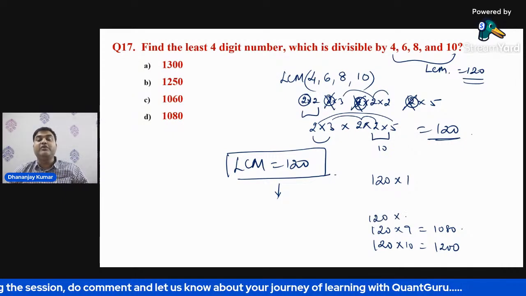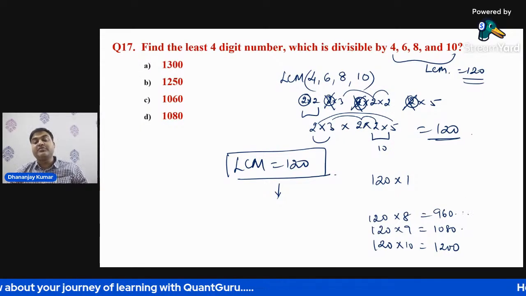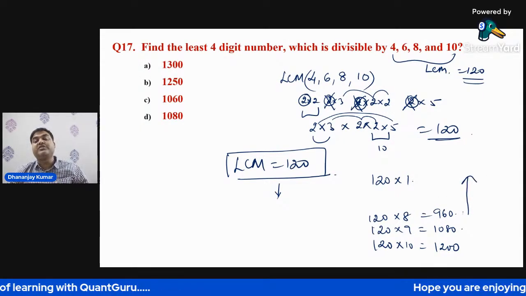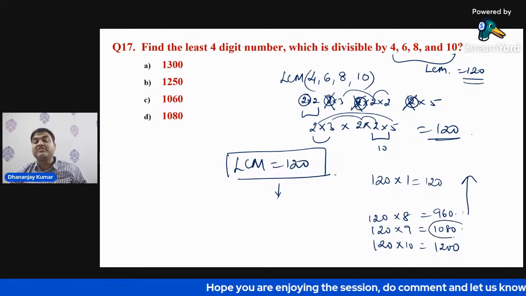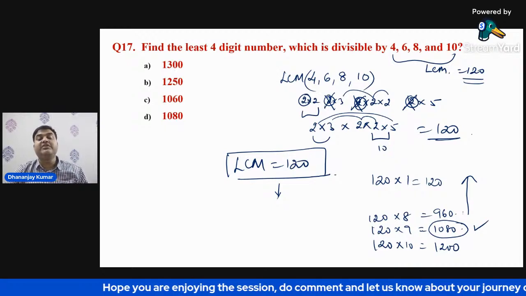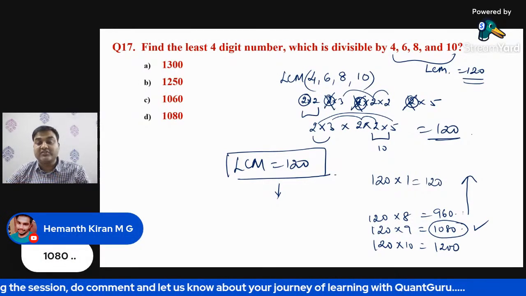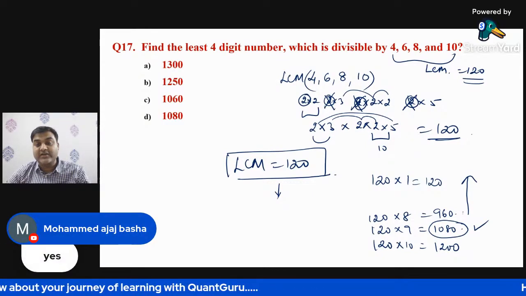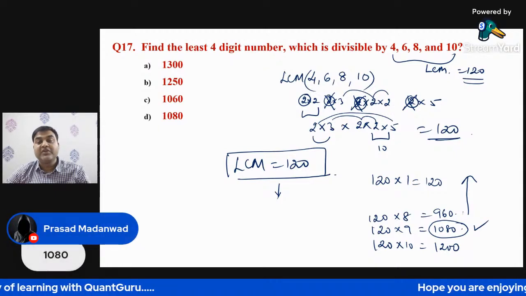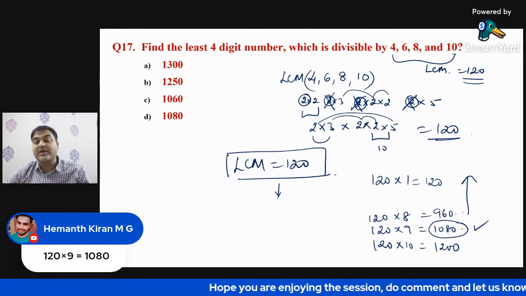120 into 8 if I do, I get 960. Right. So this is a three digit number. So if we go this side, it is going to be three digit numbers only. All those will be three digit numbers. So the least four digit number is 1080, which is 120 into 9 times. That is the answer. Hope you have understood. Yes. Karthik is telling something. If you can tell me, Karthik, I will answer that. Yeah. And most of you have got the right answer as 1080.